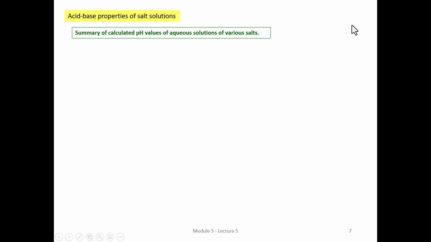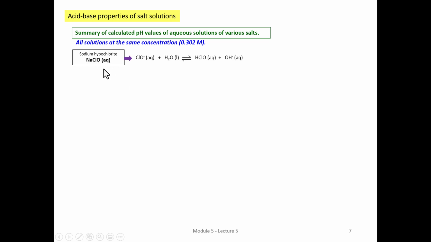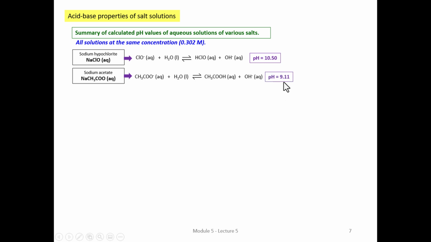So let's try to make a summary of the calculated pH values of the aqueous solutions of the various salts that we've discussed so far. And remember, all the solutions have the same concentration, just to keep things fair. If we take sodium hypochlorite and put it in water, the important reaction is that the hypochlorite ion undergoes hydrolysis to form some hydroxide, and we calculated a pH of 10.5. Sodium acetate, the acetate ion undergoing hydrolysis, gives us a pH of 9.11.